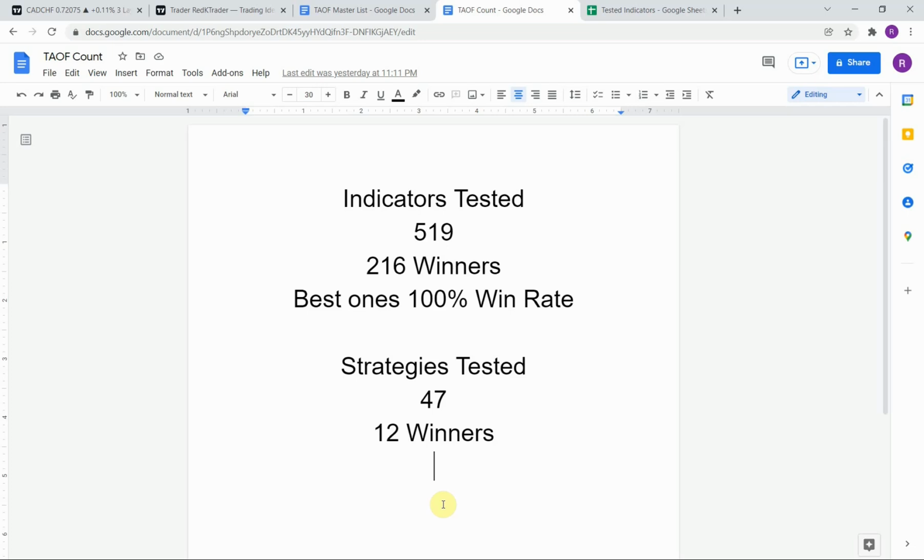And keep in mind that we test all these strategies and indicators on the Forex market, but they can be applied to just about any market universally.